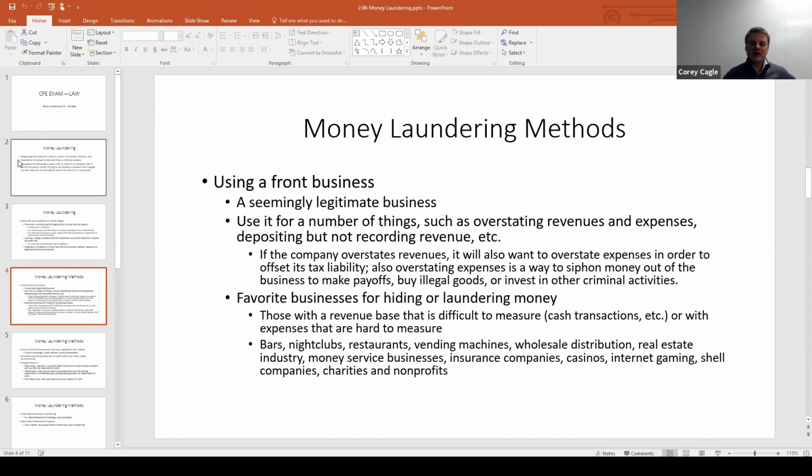Favorite businesses for hiding or laundering money: anything with revenue that's hard to measure, cash transactions, expenses that are hard to measure. They specifically list the things you see in the movies: bars, nightclubs, casinos. Vending machines, you don't see those in the movies, but that'd be an easy one. Money service businesses, internet gaming, shell companies, charities, nonprofits. Charities is an easy one because a lot of people give money anonymously to charities, and you can really use that to your advantage, right?